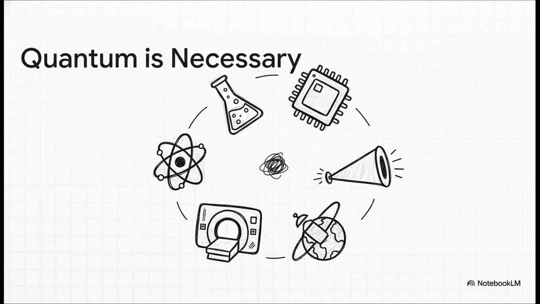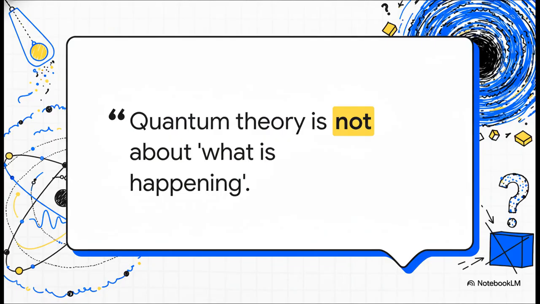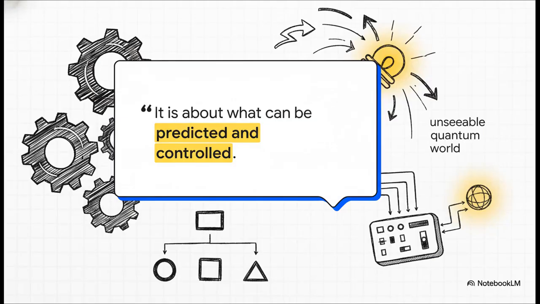And that leads us to the final and maybe the most important shift in thinking we have to make. We have to be willing to let go of our everyday intuition. Quantum theory is not a story about what is happening in some tiny invisible world. Instead, it's a powerful tool. It's a set of rules that tells us what we can predict and what we can control. It doesn't give you a picture of what's going on, it gives you a recipe for predicting the outcome. And it turns out, that's all you need to power the entire modern world.